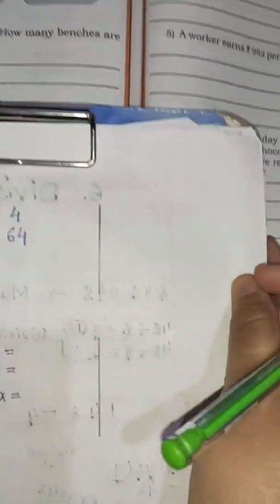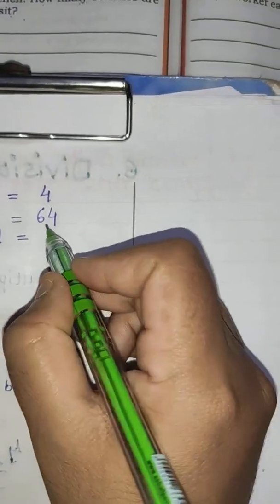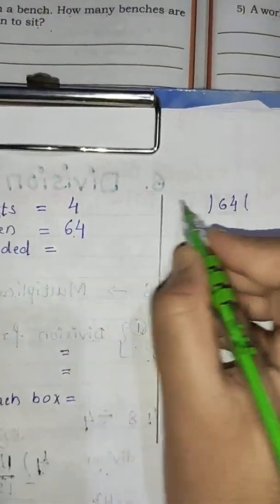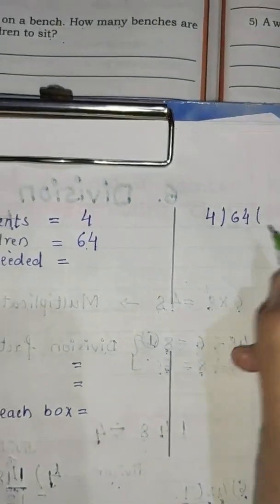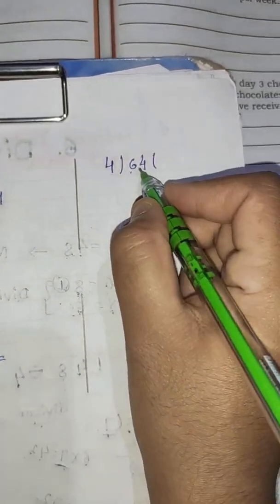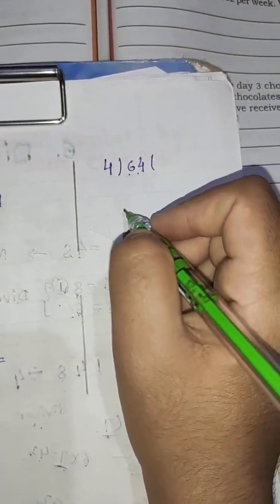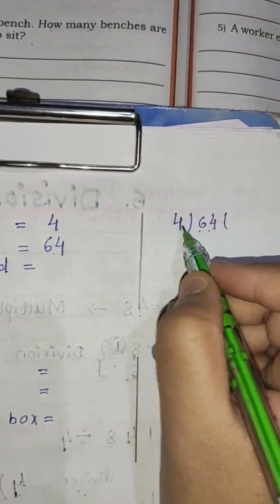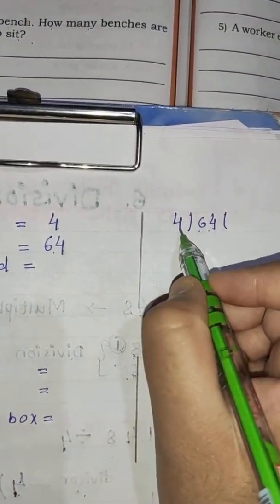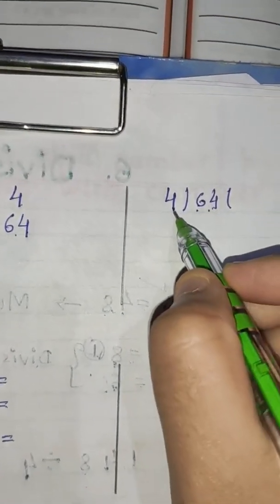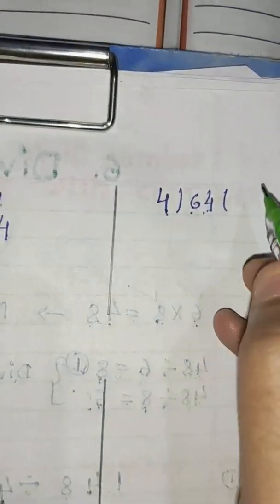Now we have to calculate the number of benches needed. Yes, so let's solve it. So 64 is divided by 4. Yes, because 64 children are needed to sit in the benches. We don't know how many benches we need, right? Because 4 students can only sit on a single bench, right? So 64 divided by 4. Okay, so let's start solving it.